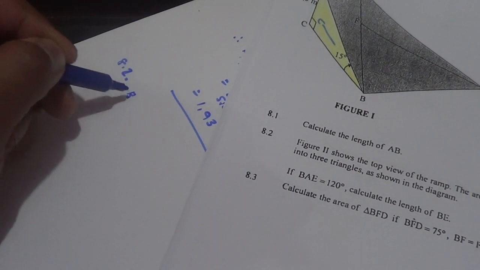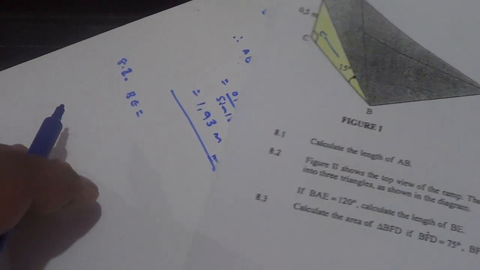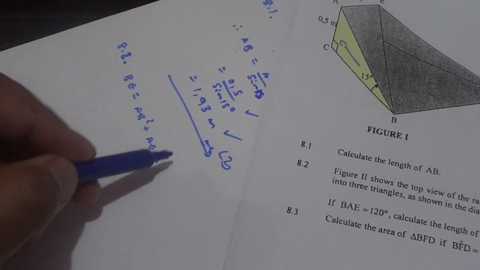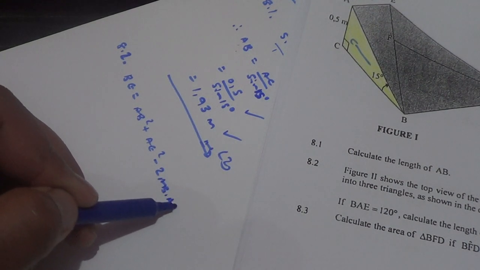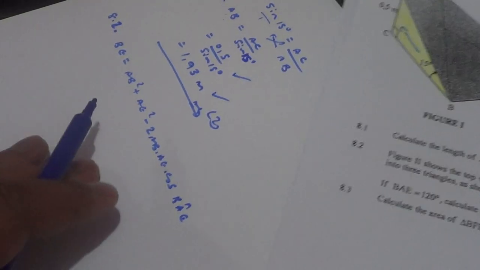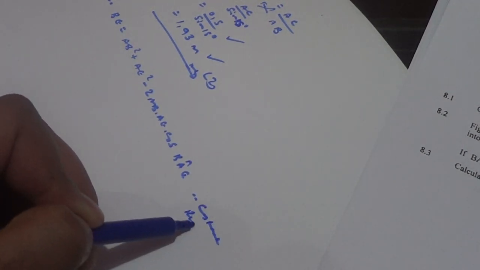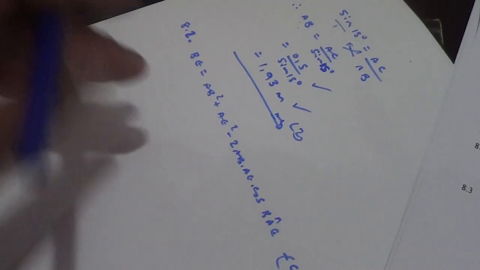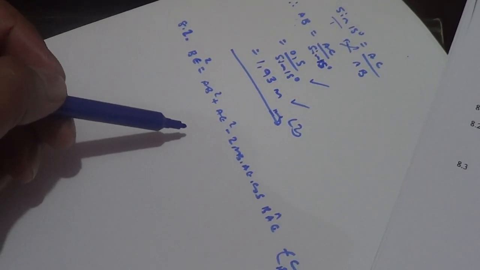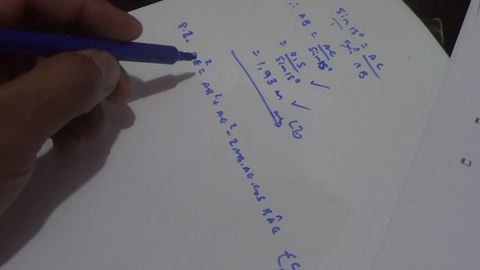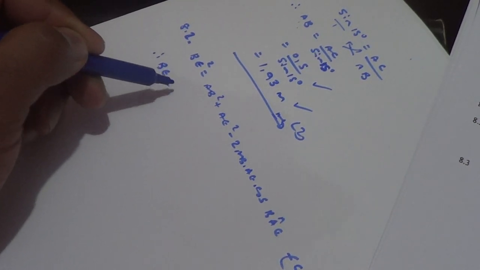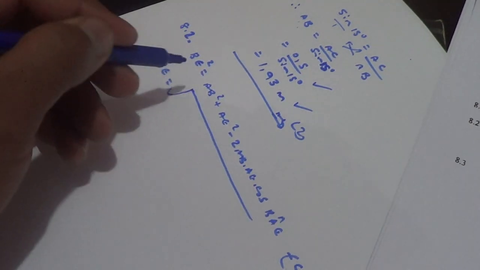So we know for a fact that BE squared is equal to AB squared plus AE squared minus 2 AB times AE times cos of BAE. Of course this is the cosine rule. So remember, triangle rules are what you need. Therefore, BE is going to be equal to the square root of all of that.